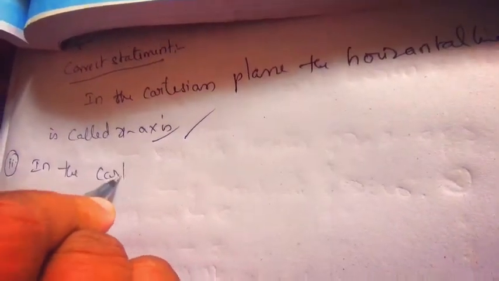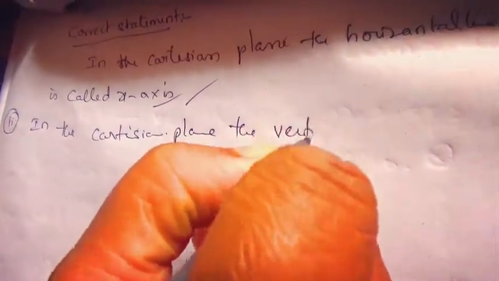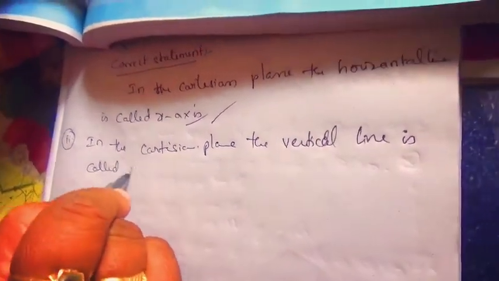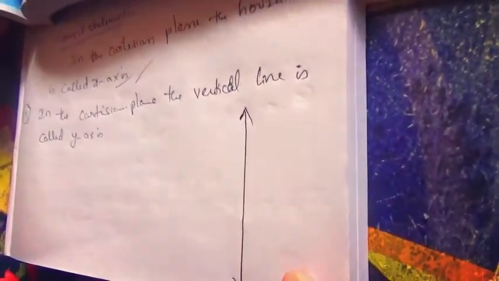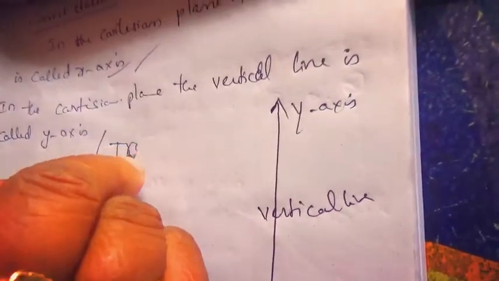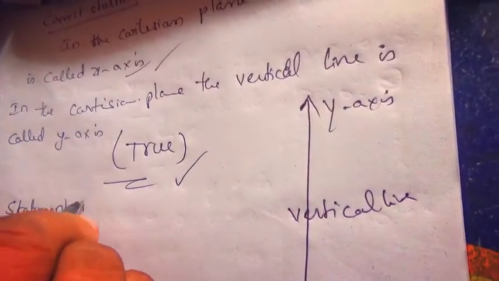Next, the second one. In the Cartesian plane, the vertical line is called the y-axis. Vertical line means this one. This is the vertical line. Yes, the vertical line we call the y-axis. Is it true? Yes, it is true. The statement itself is correct.